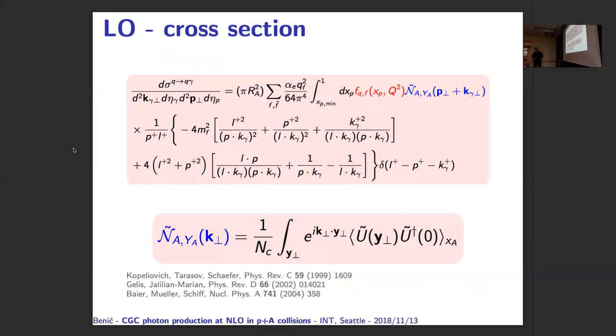And now let's go more into the details for the formulas that we are using. This is now the formula for the leading order cross section, and it has been written down in several references.